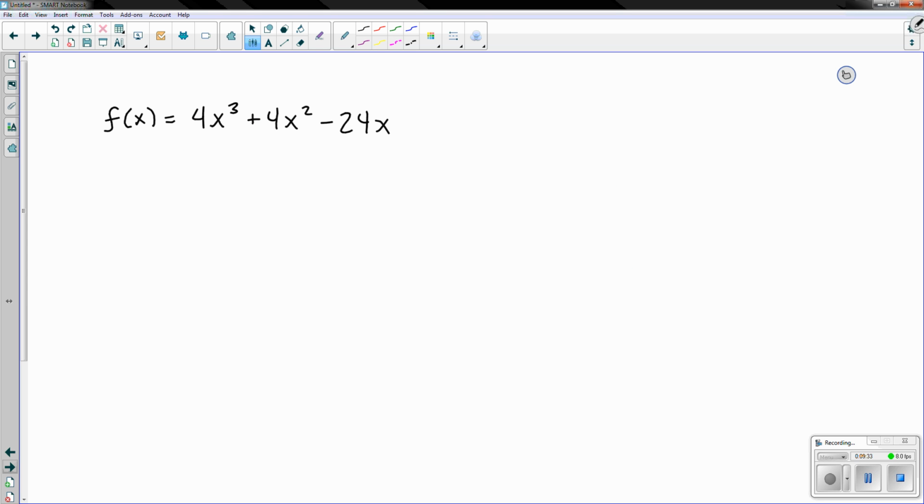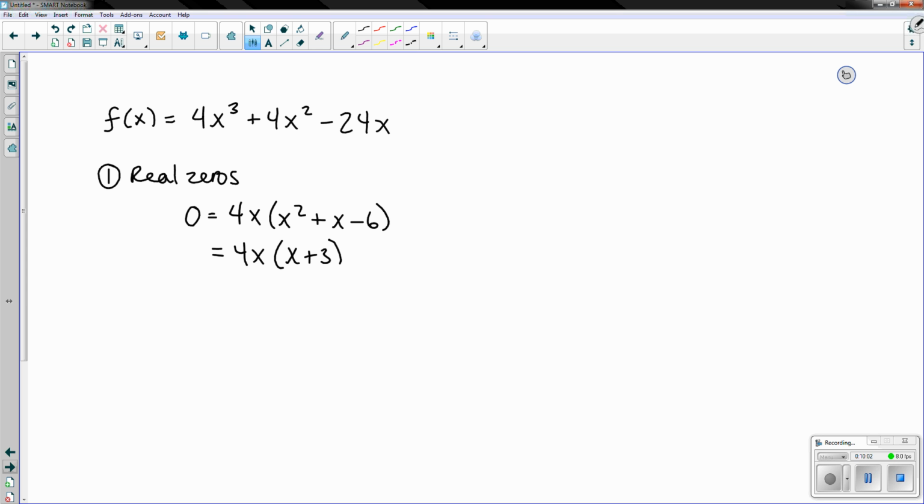We're going to sketch the whole thing from scratch. So when we're sketching a polynomial, the first thing we want to do is find the actual real zeros. So I'll make note that we want real zeros. This is an unfactored form, so let's get it in a factored form. So f of x, we want to know when it equals 0, so I'll already set it equals 0. This has a GCF, so let's take out a 4x, and we're left with x squared plus x minus 6. Now that quadratic can be factored further, 4x, x plus 3, x minus 2.